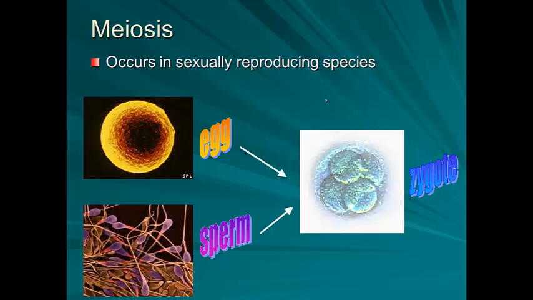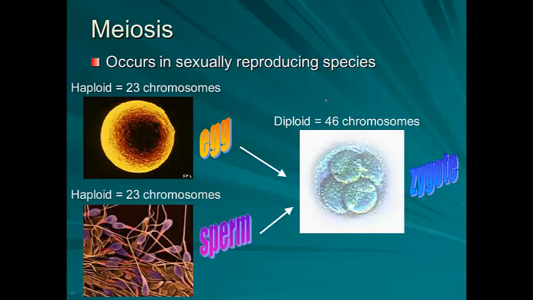Now, in terms of what's going on inside at the chromosome level, our gametes have half the number of chromosomes that our zygote should have. So in humans, each egg and sperm cell have 23 chromosomes, and that will come together to make a 46 chromosome zygote. So diploid number, full number of chromosomes, is 46 in humans.